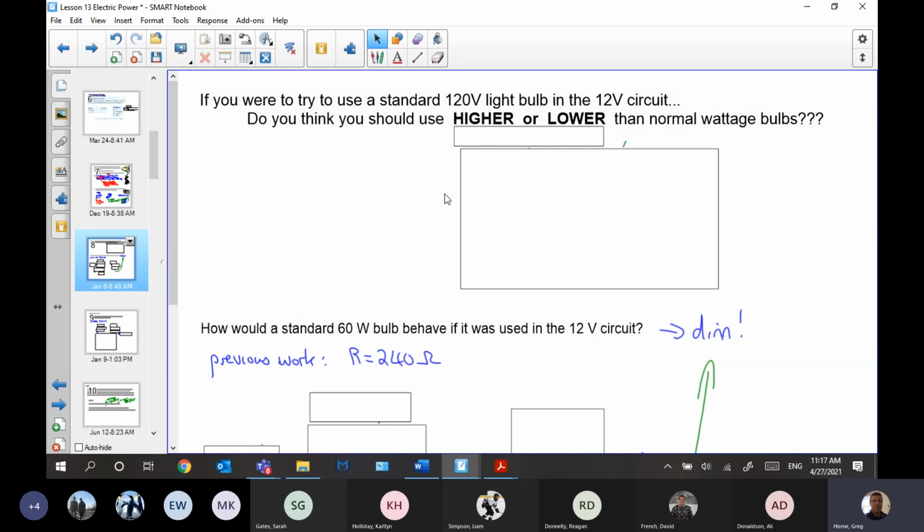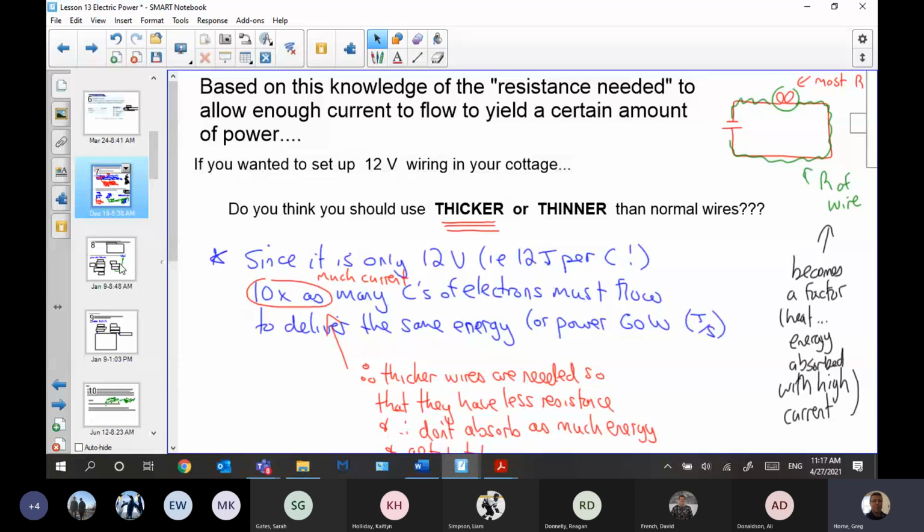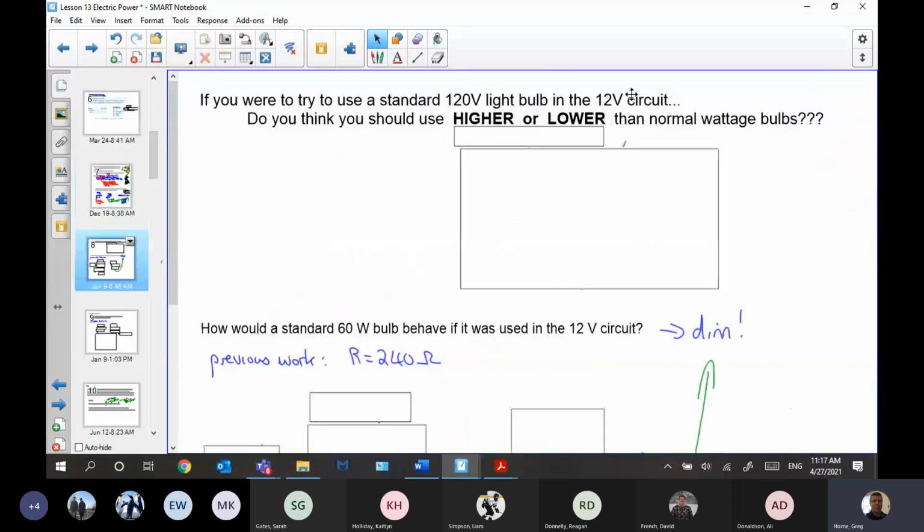Oh, if you were to try to use a standard 120 volt bulb in a cottage circuit, what do you think you should do? These are all little thinking, problem solving kind of questions, right? So if you were to take a standard light bulb from a regular house and try to hook it up in a cottage, which one would have a chance of working? Would you want to use a higher wattage than normal bulb or a lower wattage than normal bulb? And remember, you have to have less resistance here, right? For the cottage to be able to let enough current flow through. Which bulbs have less resistance?